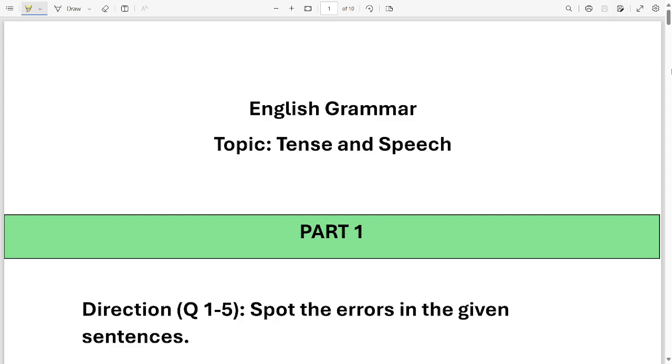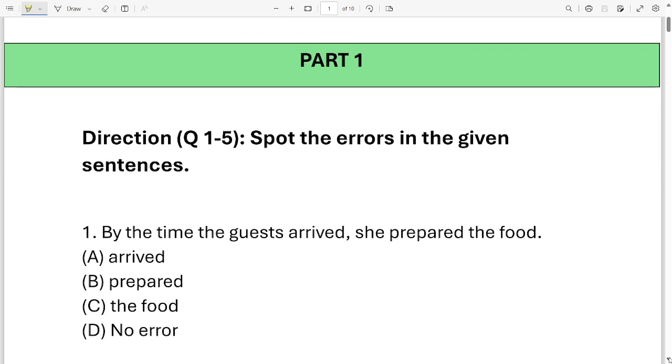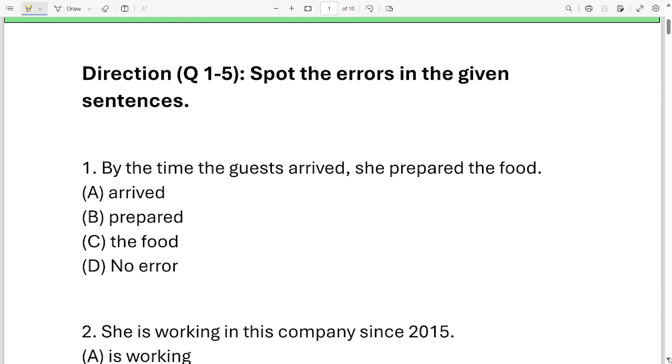Today's grammar topic is tense and speech. There will be different types of questions divided into various parts. Okay, let's get started. For part 1, questions 1 to 5, there are 5 questions and the instruction to solve them is: spot the errors in the given sentences.